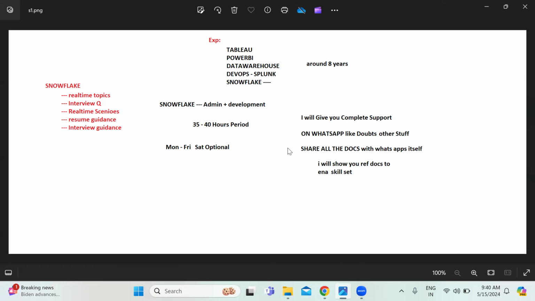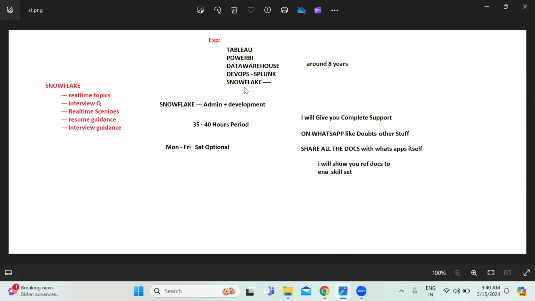Over my 10 years of experience, I have worked as both a data engineer and a data analyst. I have a tagline of data engineer cum data analyst. Tableau, Power BI, and Splunk are data analyst work, whereas data warehouses like Microsoft SQL, Hadoop, and Snowflake are data engineer operations. So I have both experiences.